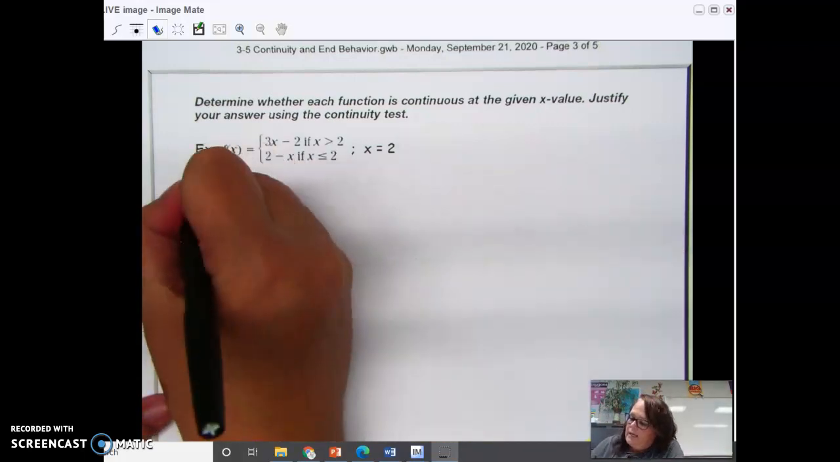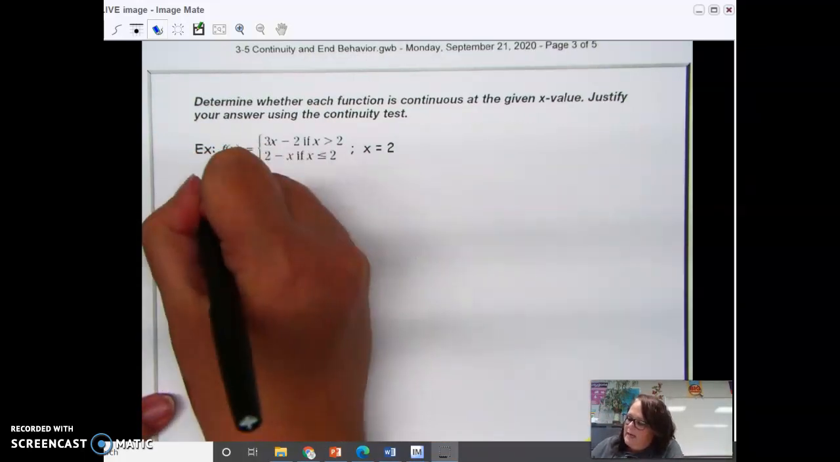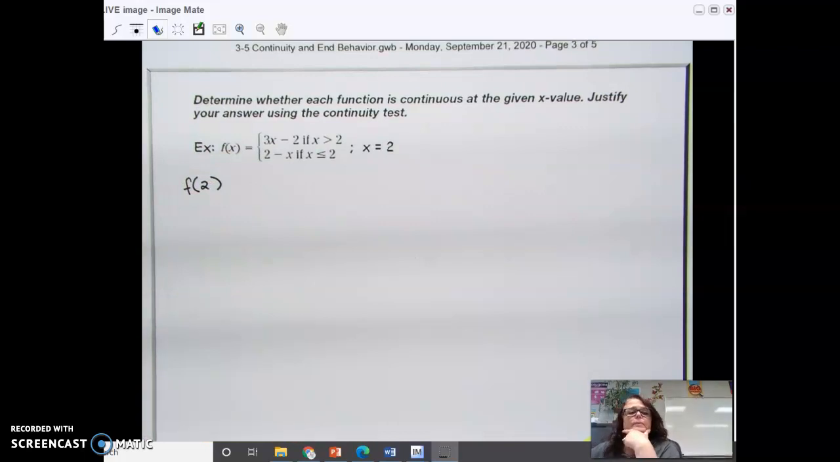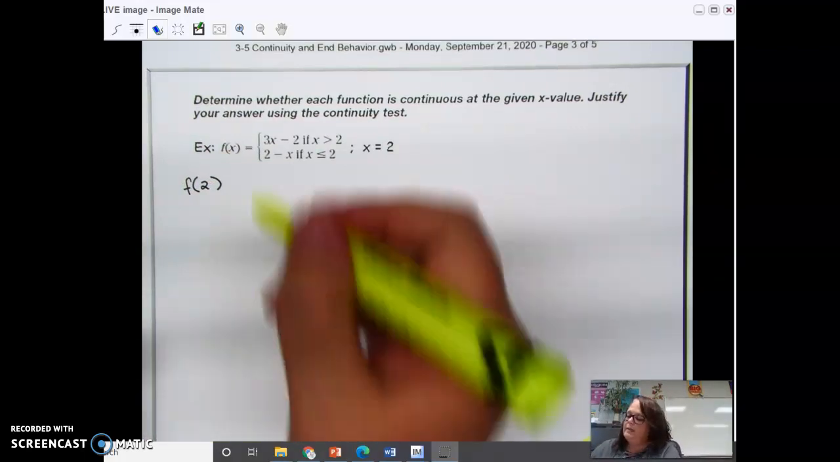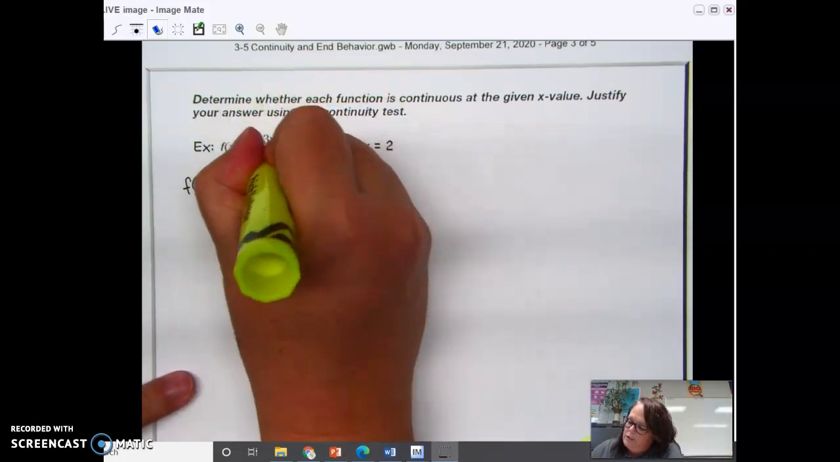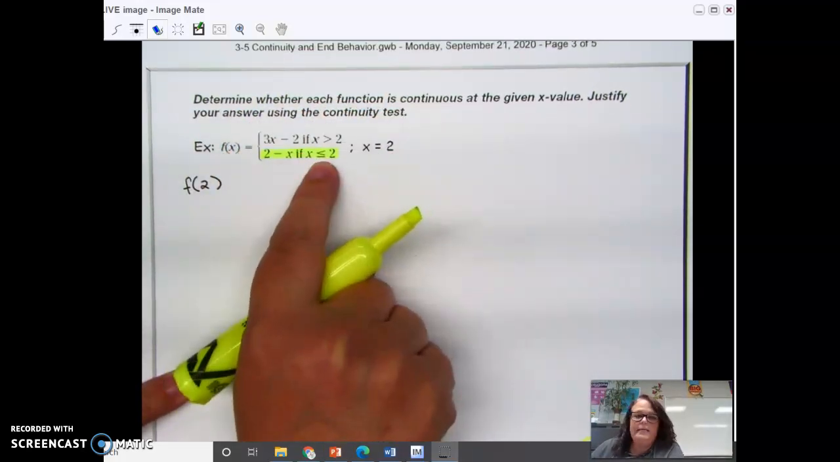So let's take a look. We need to figure out what is f of 2. And this is where people give me a bunch of different answers. So I want to be clear. The only domain that includes x equal to 2 is this bottom one.